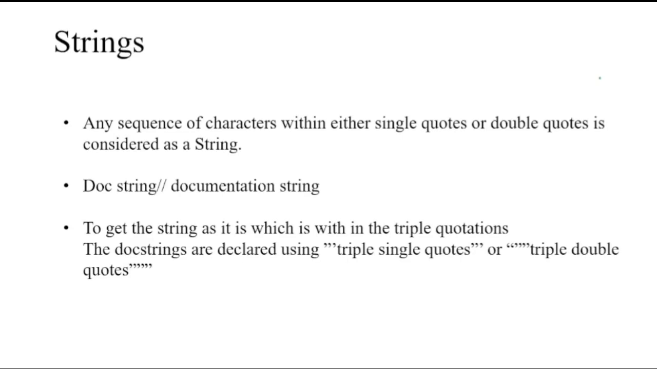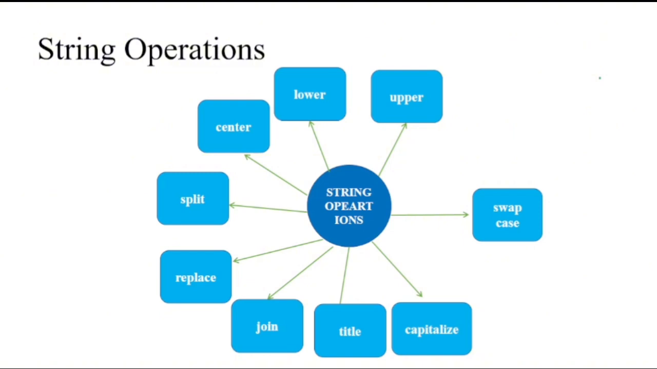And then we have strings. We said a string is a sequence of characters within single quotes or double quotes. That is a string. And to get a string, we can use single quotes, double quotes, or triple quotes to represent a string. So we have different string operations.